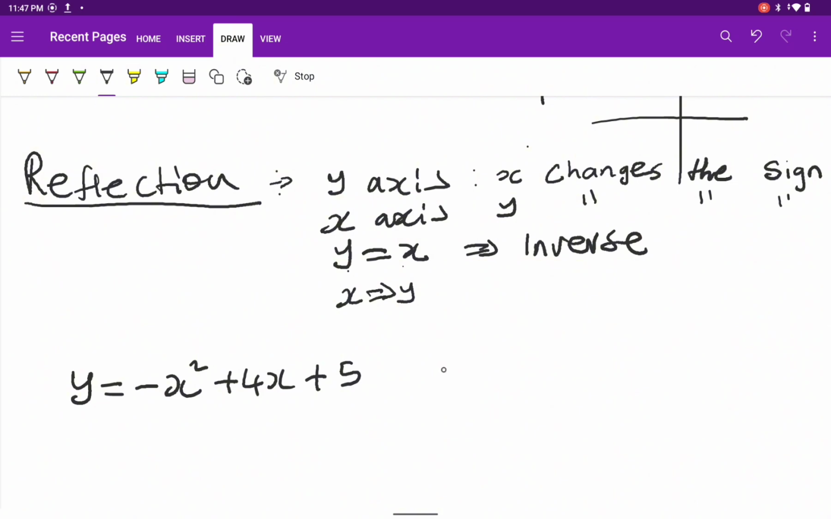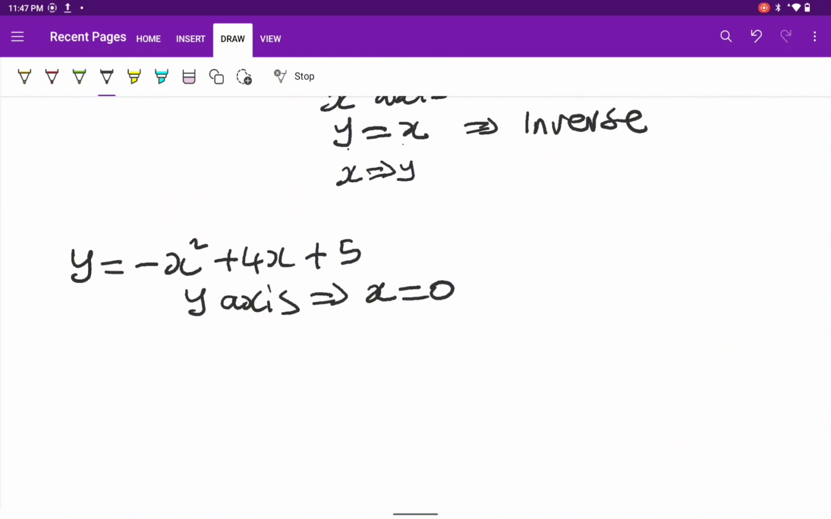Reflecting along the y-axis. Now remember, the y-axis is the same as the equation x equals 0. So x equals 0 everywhere on the y-axis. Right, so now we said when we reflect along the y-axis, x changes the sign.